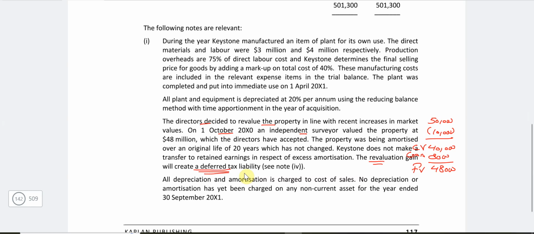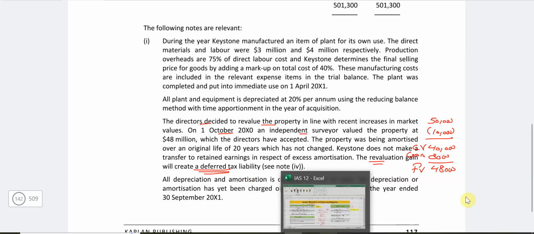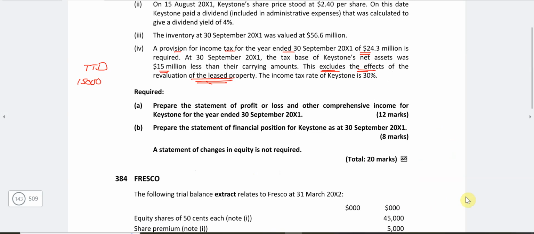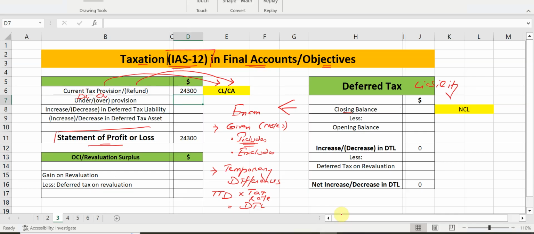The examiner has clearly stated. In some questions they say ignore the deferred tax liability on revaluation, but in this question it clearly says that you need to take the revaluation into account. Okay, so it's fine. 15,000 is the taxable temporary difference, and this excludes the effect of the revaluation. So that means we are going to add the gain in it, which is 8,000, and then we multiply it by 30% to calculate the closing deferred tax liability. So this is the difference, includes, excludes. When it includes, then there is no need. You just multiply the taxable temporary difference with the tax rate.